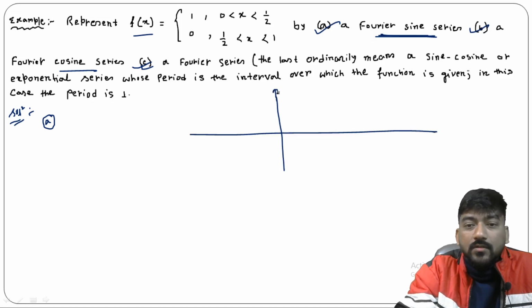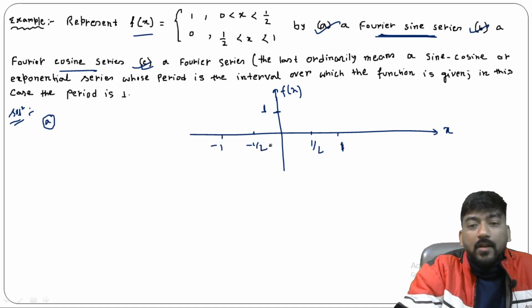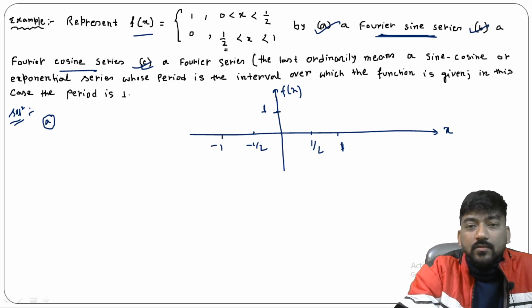So this is our f of x and this is our x. So f of x is equal to 1. Let me take this as 1 and this is our half 1. This is minus half and this is minus 1, suppose. We have to draw here, and for 0 to half it is 1, so it is constant. And then it will be 0, something like this.